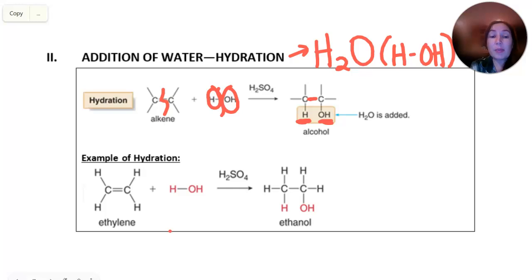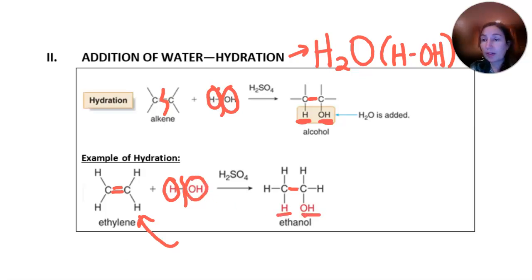So, for example, in ethylene, we have C2H4. We're going to break that CC double bond so that we only have a CC single bond. And we're going to split that water molecule so that H is on one side of the double bond and OH ends up on the other side. Now it's a single bond. So then we end up with CH3 and CH2OH for ethanol.